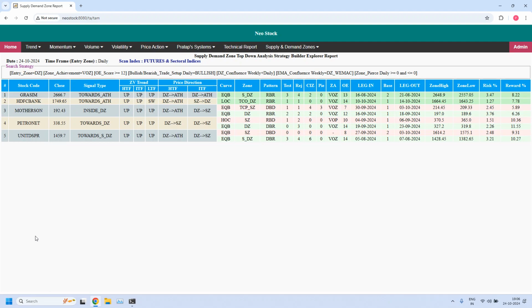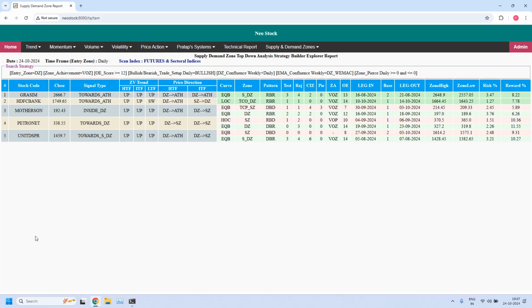So 5 stocks are filtered out. These 5 stocks are currently supporting high probability setup supported bullish trade setup stocks for monthly income trade. This is as per ITF confluence and EMA confluence at ITF time frame.